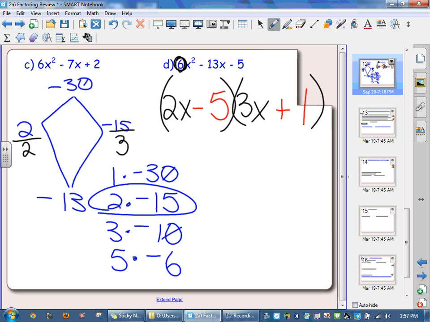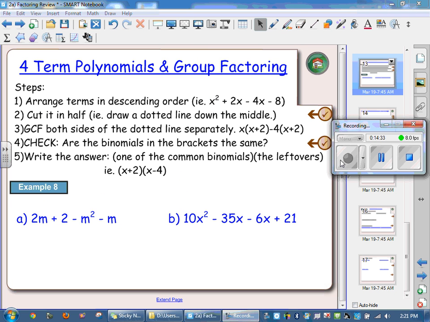Last type of factoring we're going to talk about is 4-term polynomials and group factoring. There's a certain couple ways we do this. First of all, you arrange them in descending order. Descending order means you start with the largest exponent and go down to the smallest exponent, to no variable. Then you cut it in half and draw a dotted line down the middle.